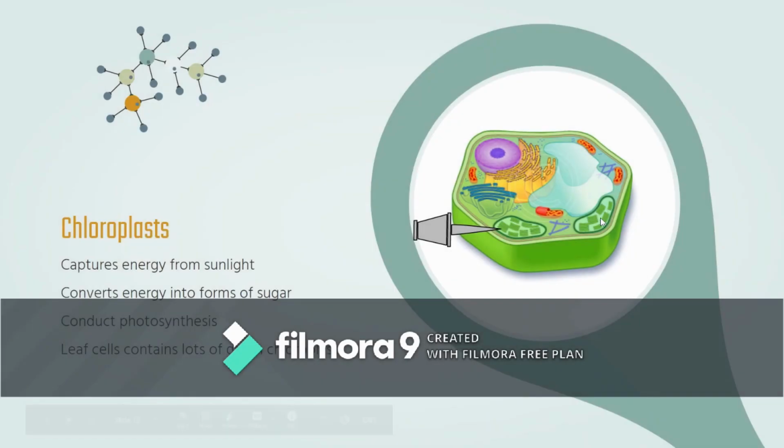Chloroplast. Chloroplasts capture energy from sunlight, and they convert energy into the form of sugar. They conduct photosynthesis, and leaf cells contain lots of green chloroplasts.